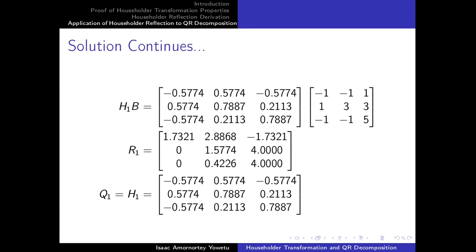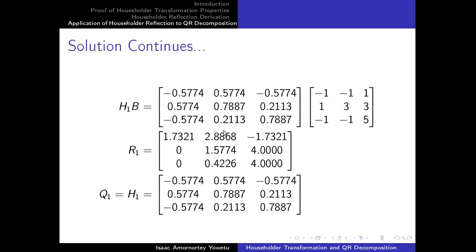Then we'll continue with our solution finding. We pre-multiply our original matrix, which is B here, by our H1, and this gives rise to our R1. Our R1 is gradually helping us to obtain our right upper triangular matrix. For computational purposes, we assign our H1 to our Q1. Okay, we'll call it our Q1. Nothing changes, nothing is destroyed.